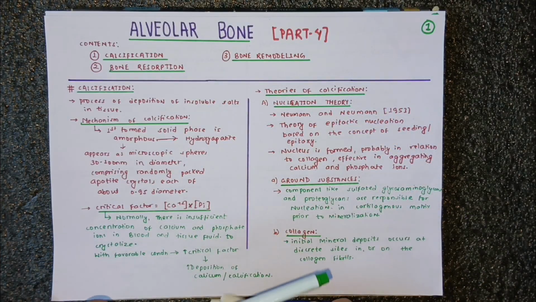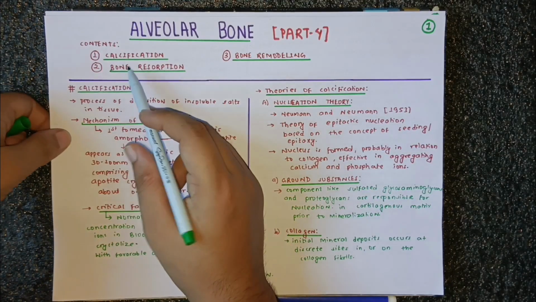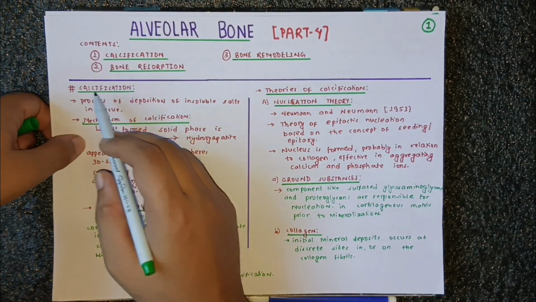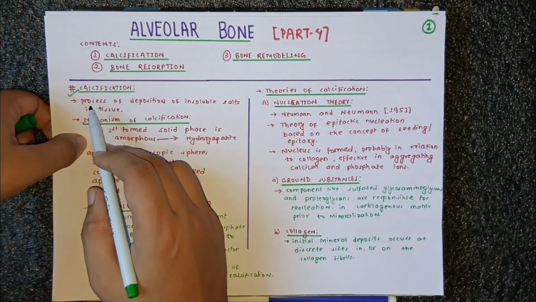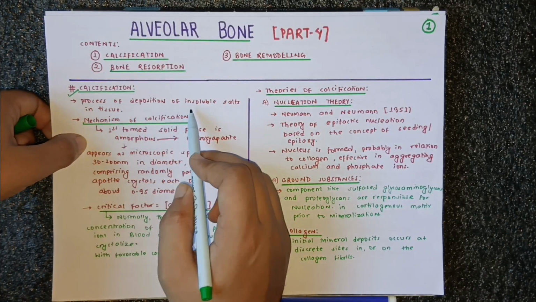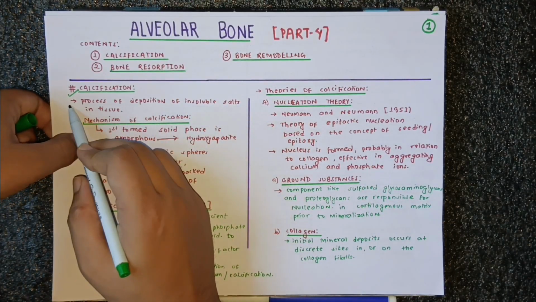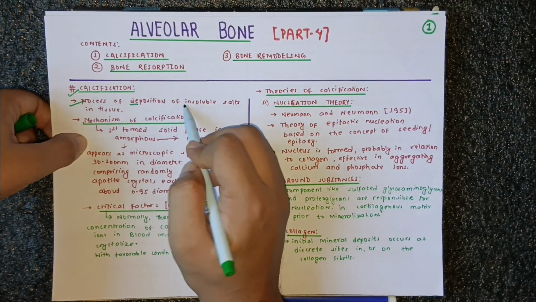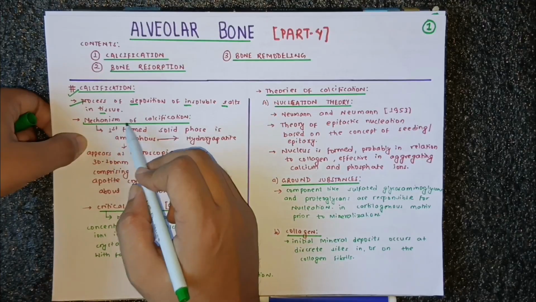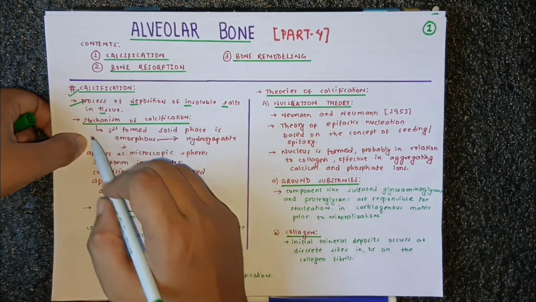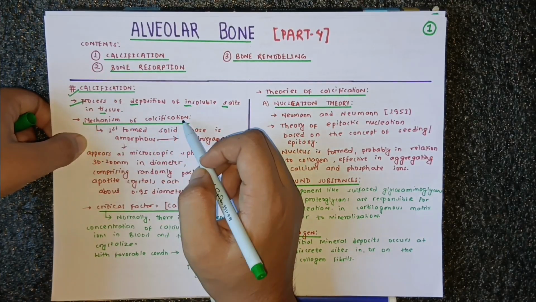So the first topic is calcification. Calcification is the process of deposition of insoluble salts in the tissue. After that, the mechanism of calcification. So what is the mechanism of calcification?